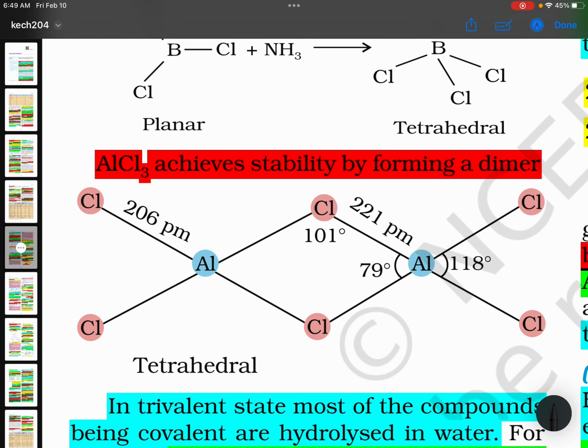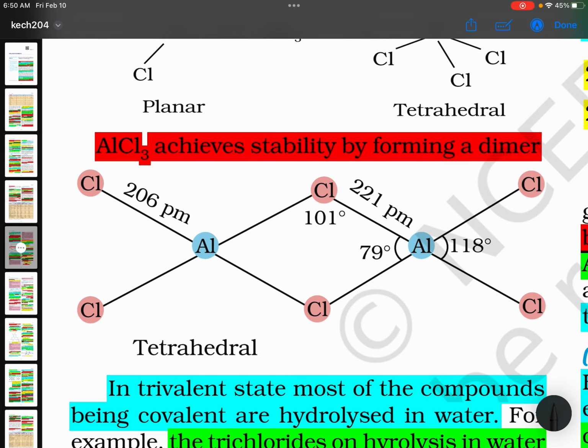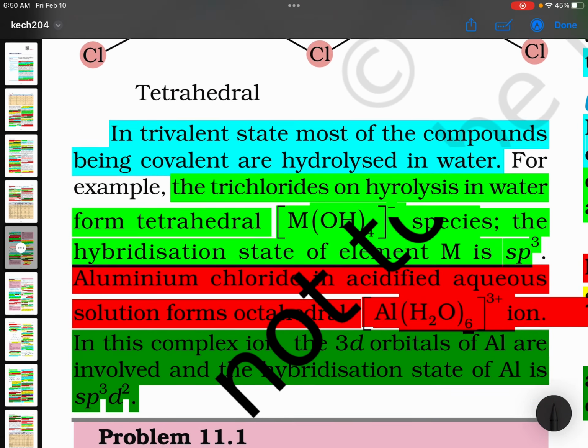The bridge chlorine bond length is more and the normal bond length is less. Angles: you see, the outside angle is 118, the inside angle is 79, and the chlorine-aluminum angle is 101. So these are also being asked nowadays, the bond angles in the AlCl3 dimer. Cl-Al-Cl is greater, Al-Cl-Al is next, Al-Cl-Cl is next, inside. Like this they can be asking.